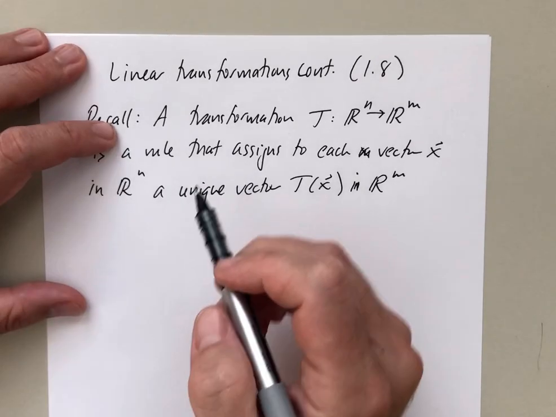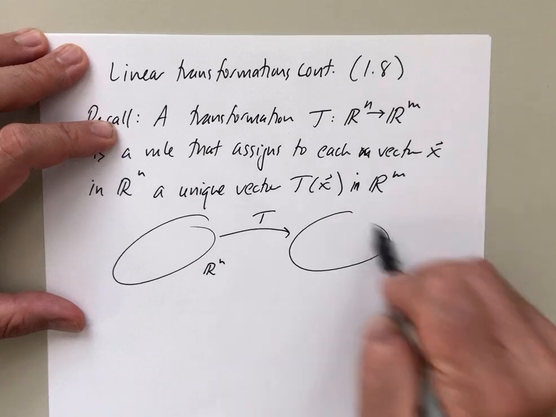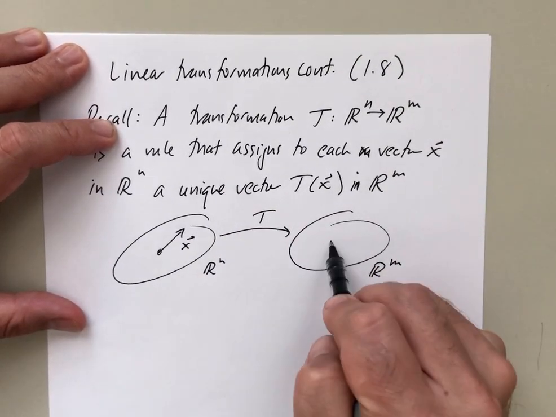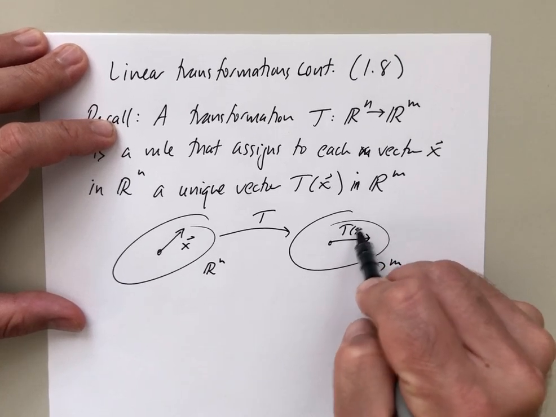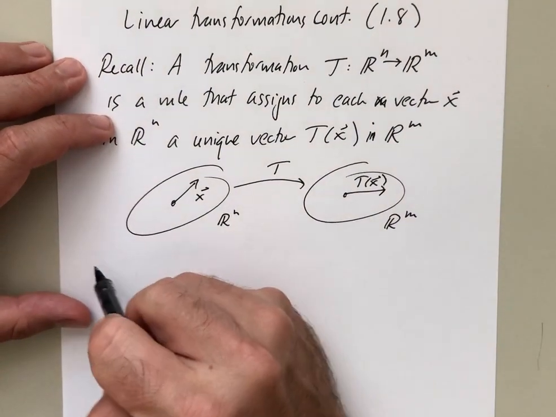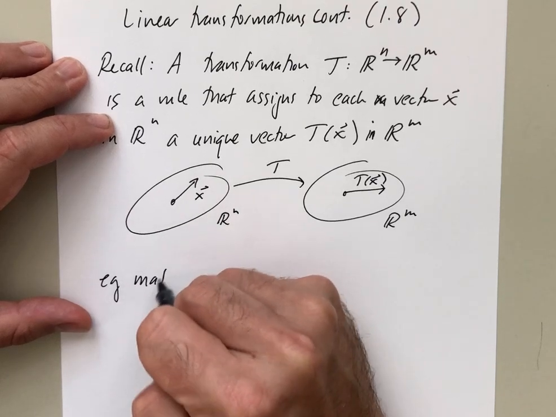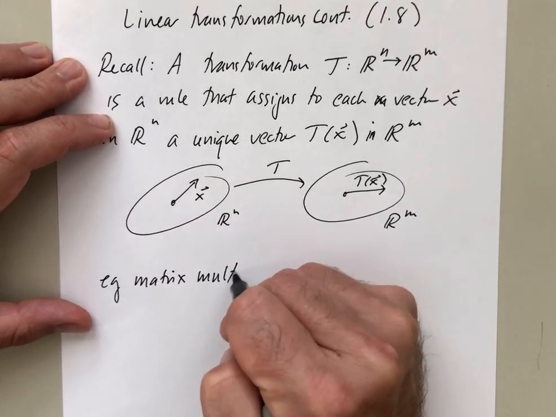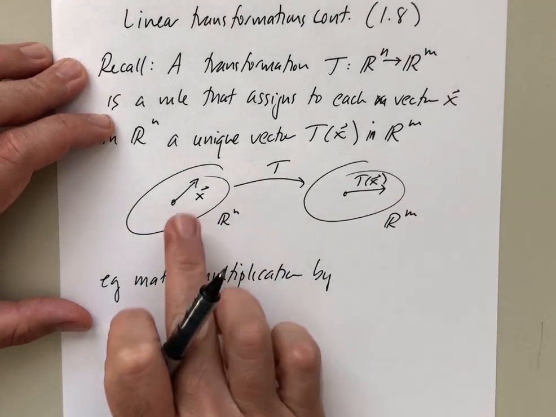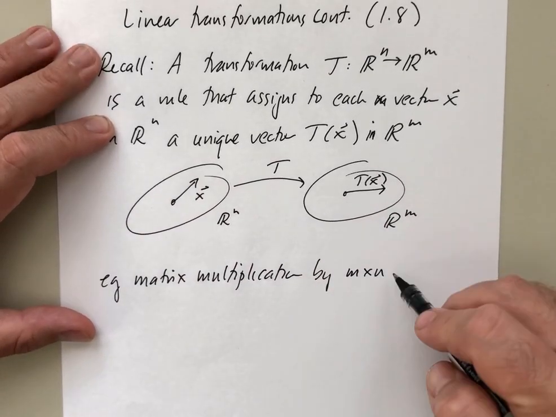Okay? So my usual kind of cartoon here is that I start in Rn, and then T allows me to pass over to Rm. I take a vector x that's in Rn, and I get a unique, one and only one vector that sits in Rm. I call it T of x, okay? And we saw last time our most important example of a transformation will be matrix multiplication by, well, let's see. If I want to input vectors that have n entries, I better have n columns. So it's going to be an m by n matrix A.